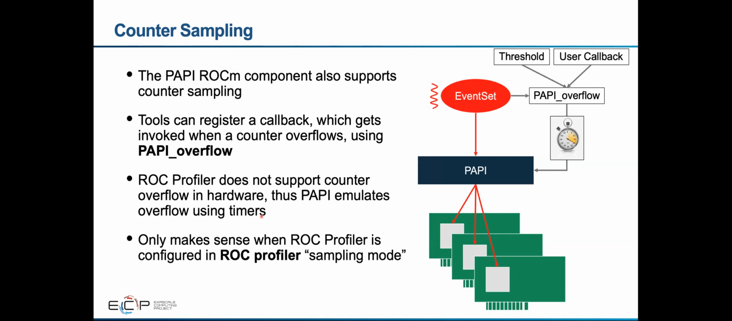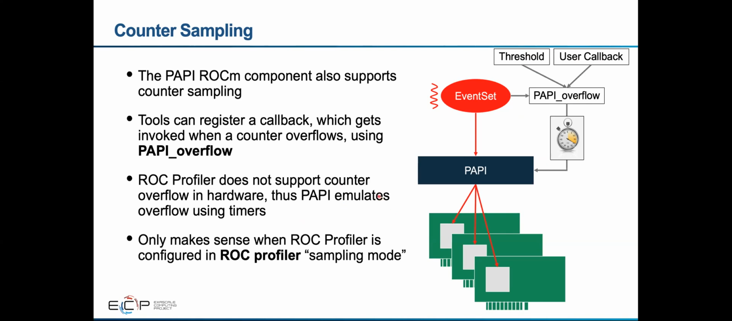So what counter sampling allows the user to do is call this PAPI overflow function to register an event from the event set. And this event will be overflown using a threshold defined also by the user. And PAPI overflow also takes a user callback to call when the event overflows.